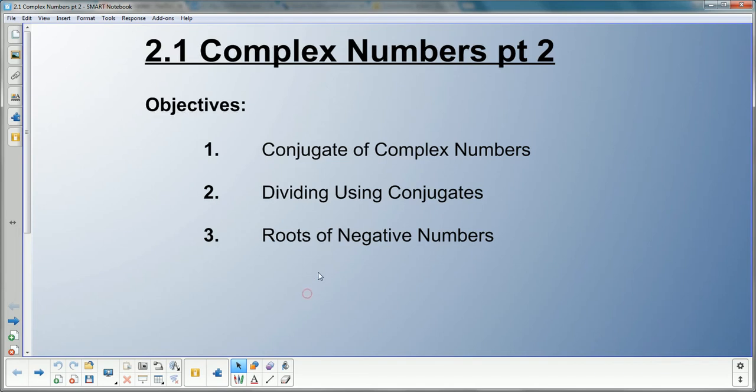Alright gang, so second part of complex numbers. Now we're going to talk about conjugates, which we've seen that word before. We're going to have a special kind of conjugate for complex numbers, which we're going to need to do division, and then we're going to talk about the roots of negative numbers.